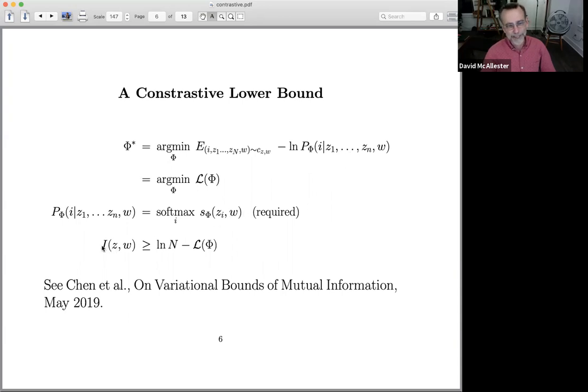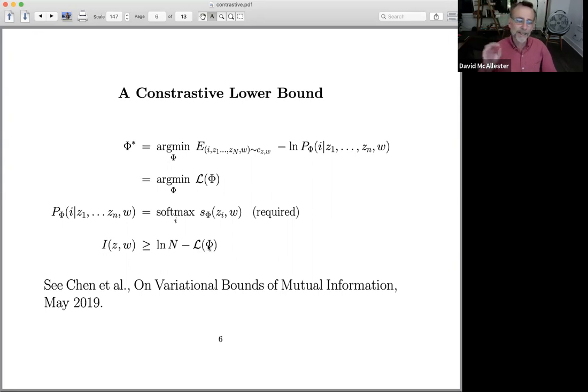And then the theorem is that the mutual information between Z and W is bounded by the log of the number of Z's there are. I should have used a capital N there. The number of Z's that there are minus the loss. So if the loss goes to 0, then we get a log N bound, which is not great, but at least it's a lower bound. And it's a lower bound that gets larger as the loss gets smaller, as we get better at the task.